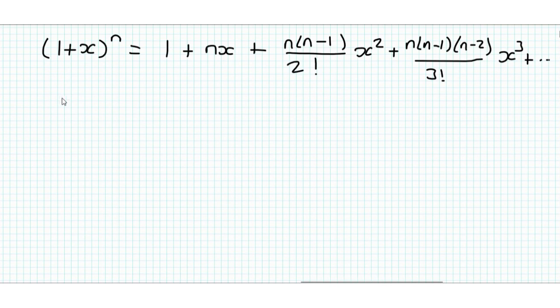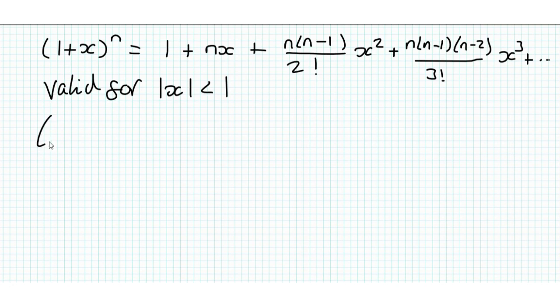Now note that this is only valid for modulus of x less than 1. You just need to remember that. But of course you can look into it. And then next I want to look at a trick for if we have something in the form a plus bx, where a and b are constants, and this is raised to some rational power n. Okay, so note n's fractional, or it could possibly be negative as well.